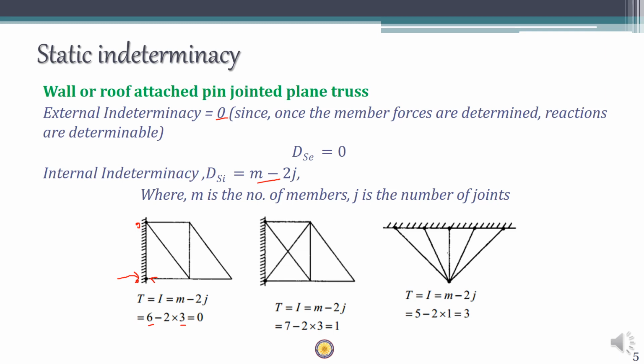Here also 3 joints, and the number of members is 1, 2, 3, 4, 5, 6, 7. So 7 minus 2 into 3, we get 1. Here 1, 2, 3, 4, 5 members are there, and only 1 additional joint is there. Okay, so 5 minus 2 into 1, which means 3.